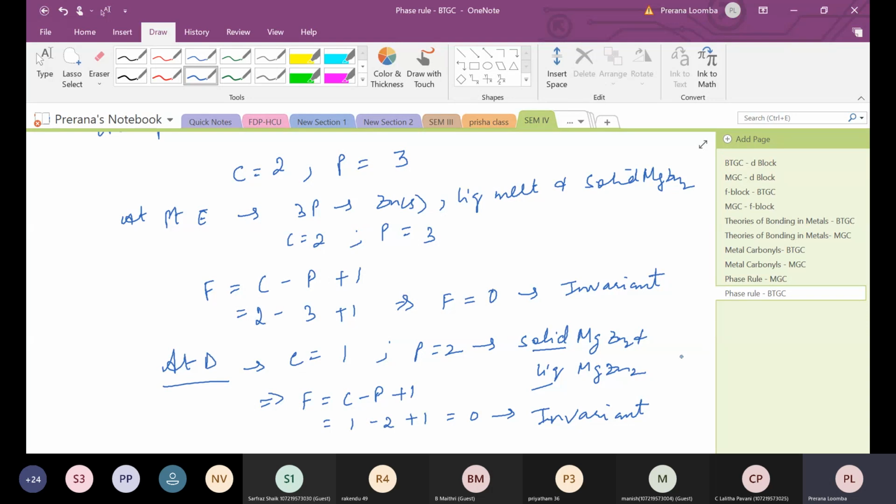Is this point clear, children? Yes, ma'am. Why are we taking one component? You are right. Liquid melt has magnesium and zinc. That is why we are taking two components elsewhere. But here there is a congruent melting point. That means the composition is the same. Because of that, the number of components will become 1.